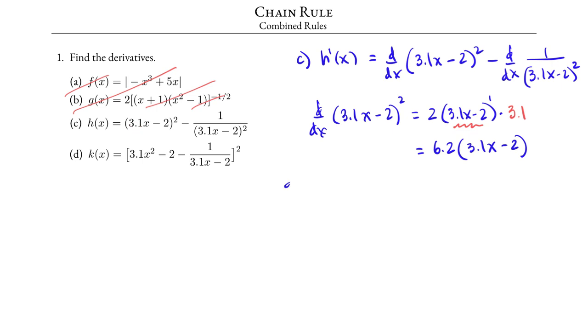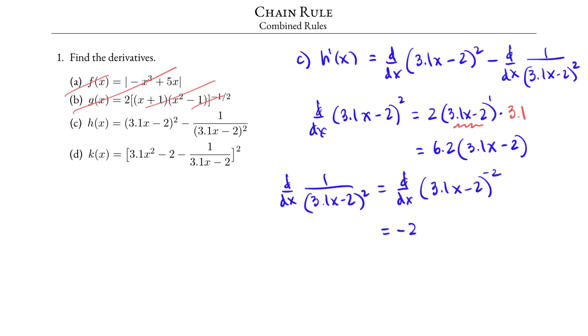To find the derivative of the second term, 1 over (3.1x minus 2), the quantity squared, we first rewrite this. This is not the derivative yet. We only rewrite this. Instead of the quotient, we rewrite this as 3.1x minus 2 to the power negative 2, so that we do not need to use the quotient rule. But we recognize that this is a power with the power negative 2.